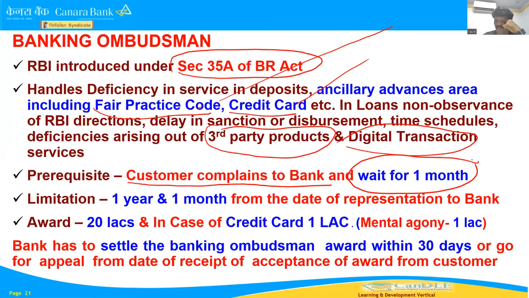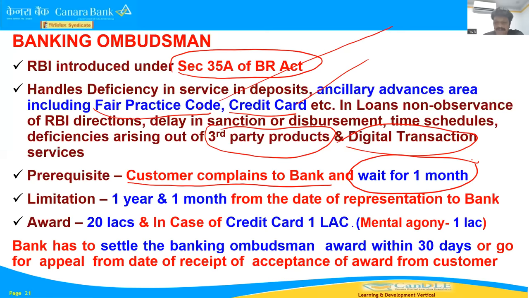Award. How much award? They will call it an award; you can say compensation also. How much does the banking ombudsman give at maximum? 20 lakhs. Earlier it was 10 lakhs. Now it is 20 lakhs. In case of credit card, the maximum the ombudsman can give is 1 lakh.